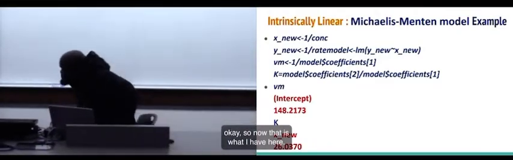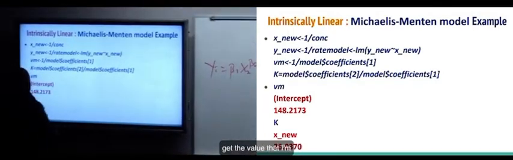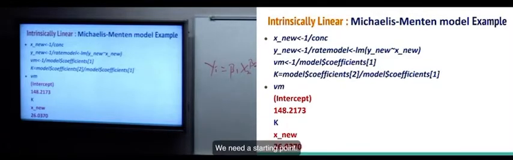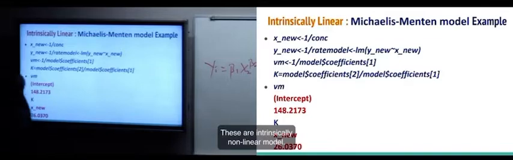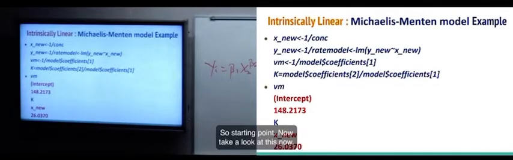The idea here is just for me to get the values that I'm actually going to get. They are not the optimal values, maybe the starting point. Does that make sense? We need a starting point. These are intrinsically non-linear models. So, starting point. Now take a look at this.